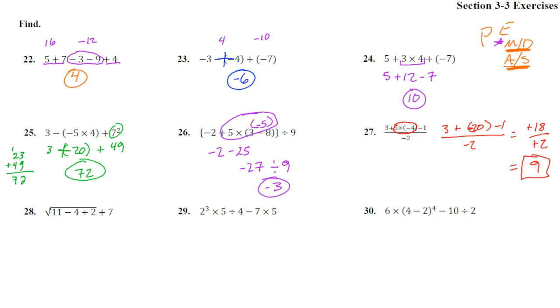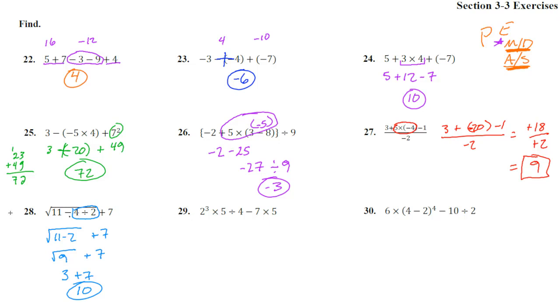Again, underneath the square root sign, this is all one thing. Notice that we have a 4 divided by 2 here. So this is actually square root of 11 minus 2, and we're going to add 7. That's the square root of 9, add 7. Square root of 9, that is a 3. Remember, that's what square roots do. They undo a perfect square. So 3 times 3 is 9, so square root of 9 is 3, plus 7, that gives us a 10.